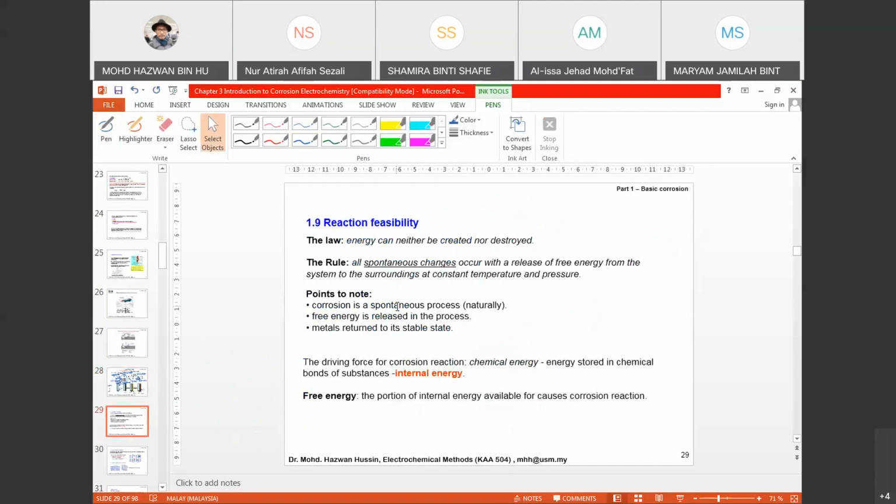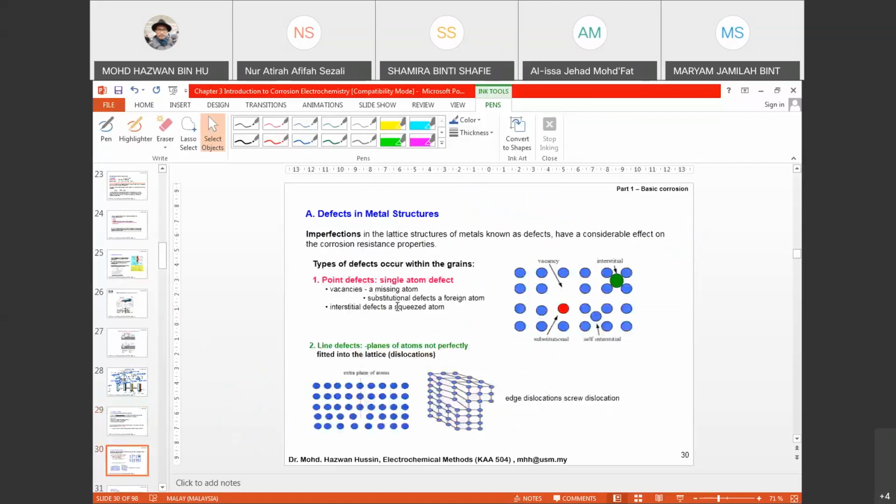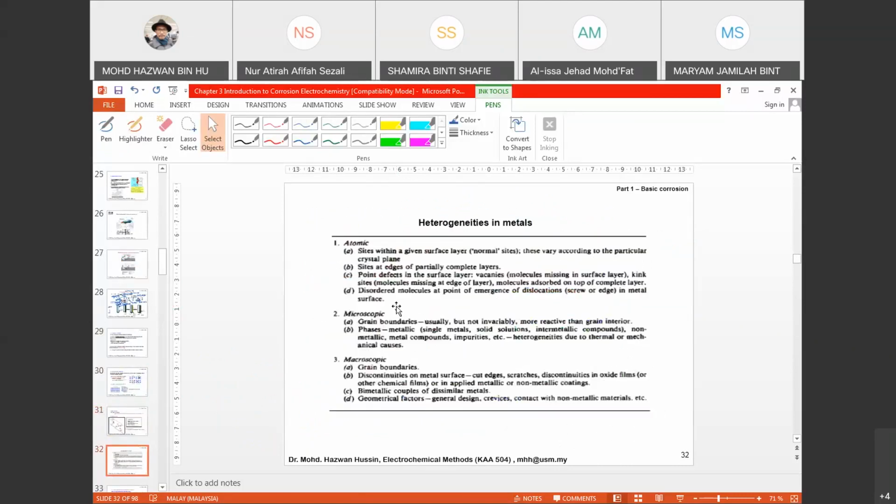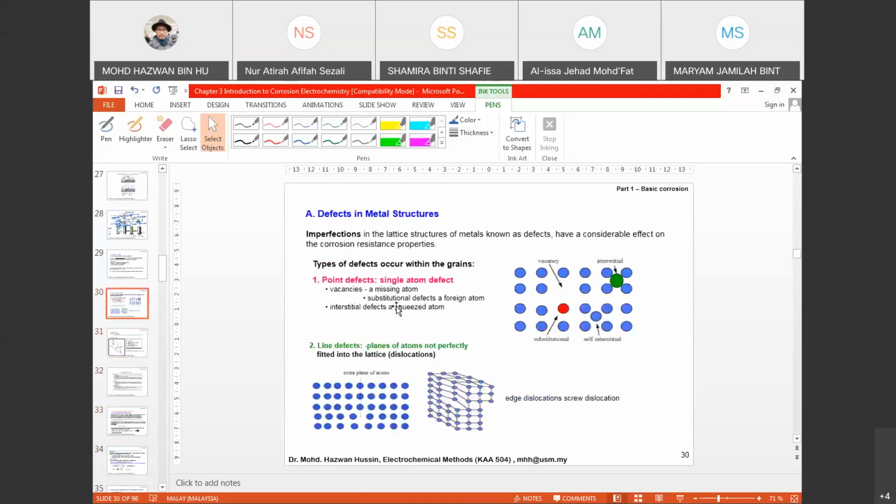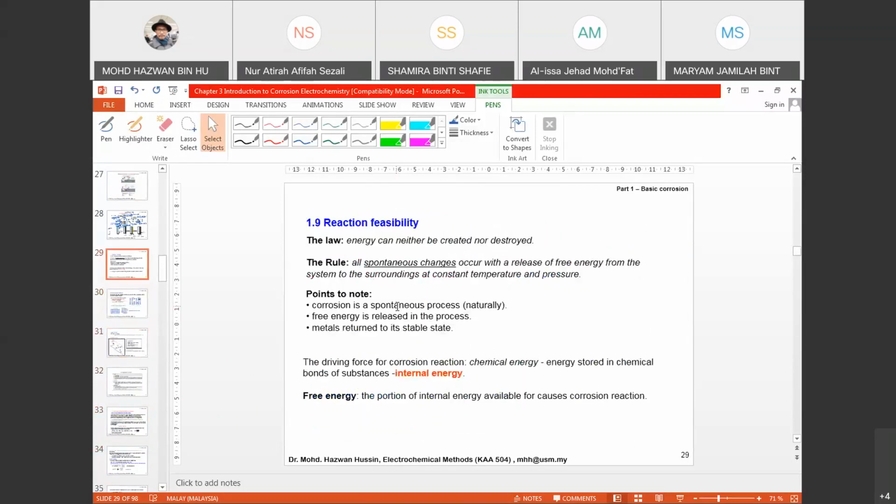Okay, so I guess probably the last few slides before we call it a day are just to see the reaction feasibility of corrosion. Of course, the corrosion process is related to thermodynamic laws. The law that you can understand is that energy can neither be created nor destroyed. So the rule is that all spontaneous changes occur with the release of free energy from the system to the surroundings at constant temperature and pressure.